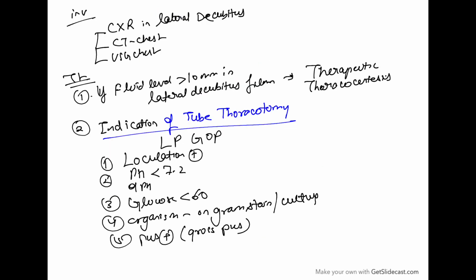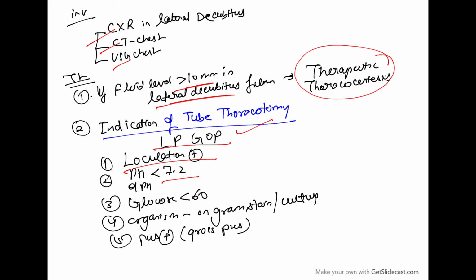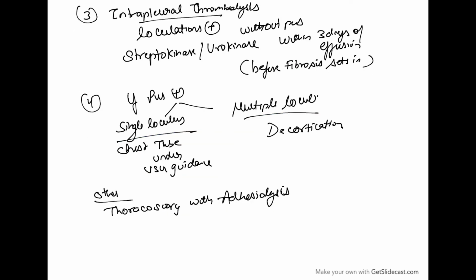Okay. And investigations: chest X-ray, CT, ultrasound chest. If the fluid level is more than 10 millimeter in a lateral decubitus film on a chest X-ray, then we go for therapeutic thoracocentesis. Now, what is the indication for tube thoracostomy? There is a mnemonic, LP-GOP. If loculation is present, the pH in the pleural fluid is less than 7.2, glucose level is less than 60, organism is found on gram stain or culture, or gross pus is present. Okay, then we can go for intrapleural thrombolysis also, and this is done when loculation is present but there is no pus. We can use streptokinase or urokinase within 3 days of effusion before fibrosis sets in.